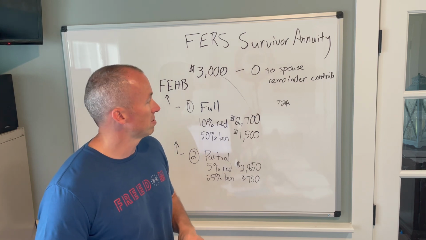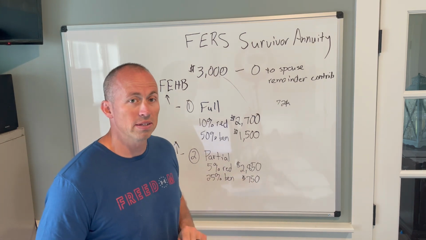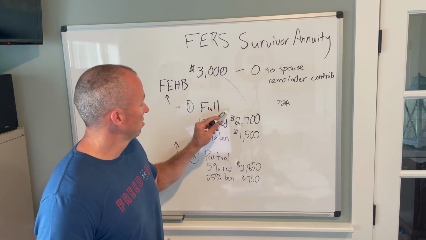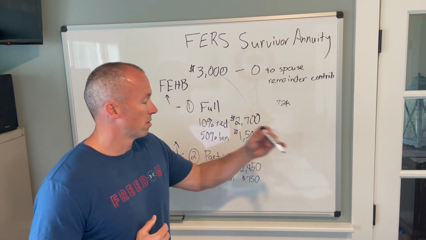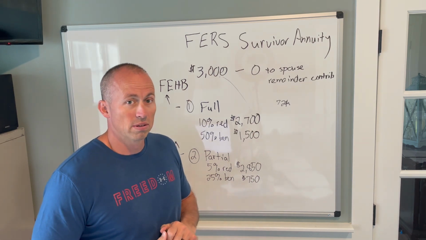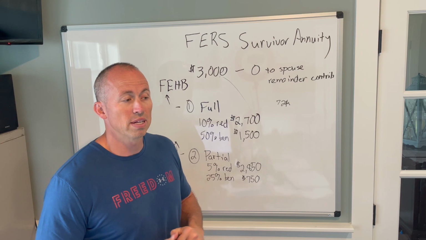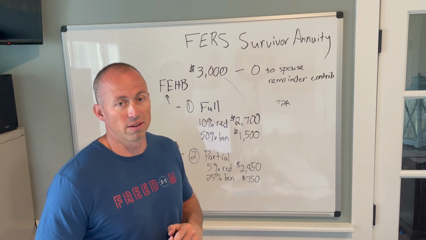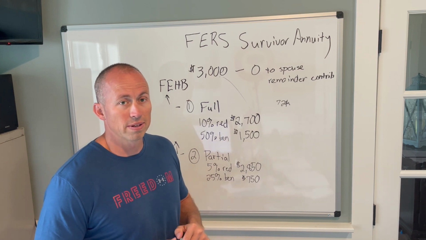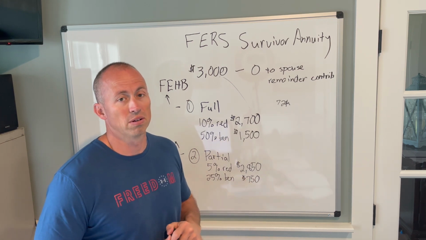Now, I have some people that say, well, what about my kids? Won't it pass on to my kids? No, okay? If you choose the survivor annuity to go to a spouse, then it's only going to a spouse. So if your spouse dies before you, then you're not going to get a benefit out of that, all right? If you pass before your spouse, then yes, it will pass on to your spouse.